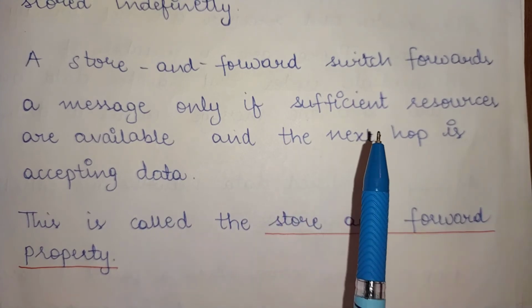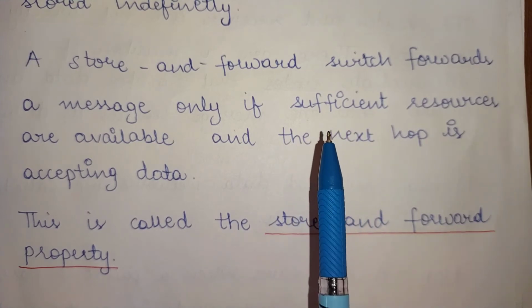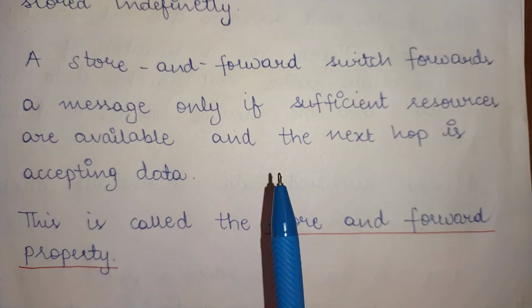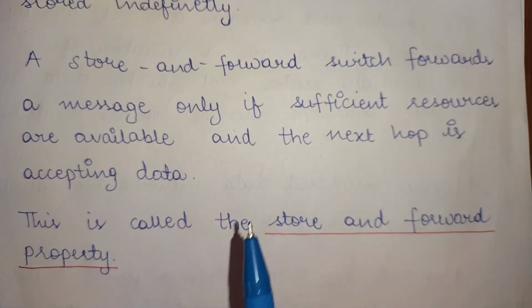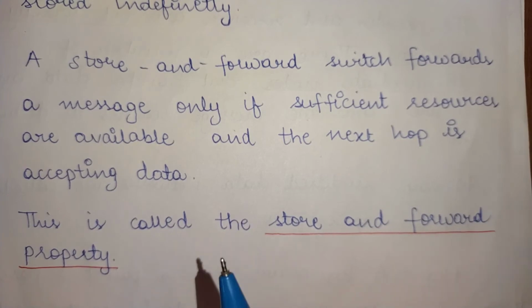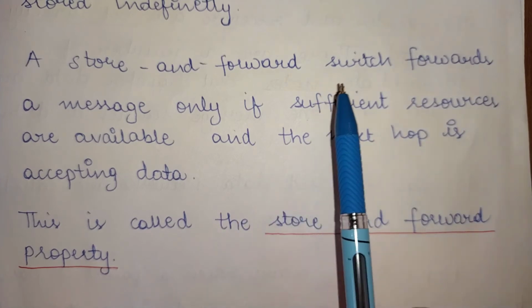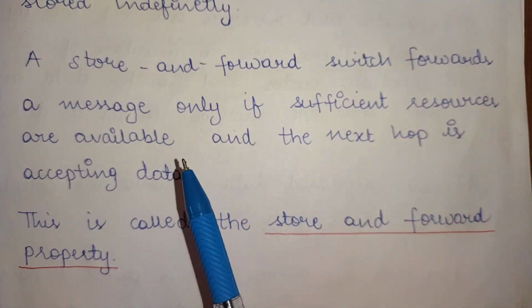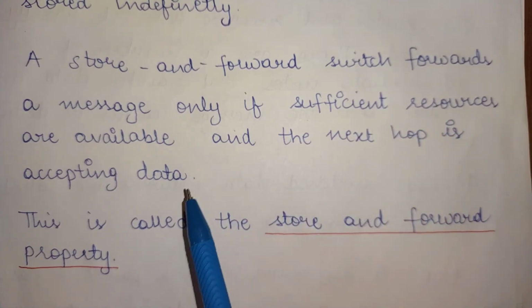So a store and forward switch, or a store and forward router, is basically a router doing the task of routing the messages: finding the best possible route for the messages, receiving them, storing them, and then finding the best possible route for forwarding them. So what does a store and forward switch or router do? It forwards a message only if sufficient resources are available.